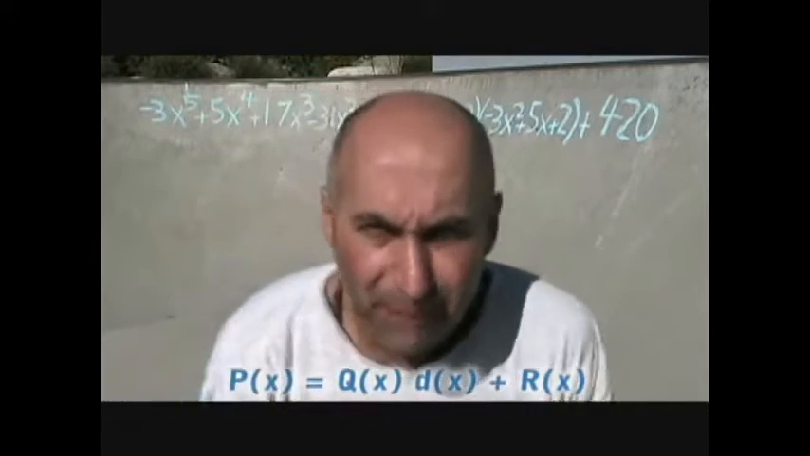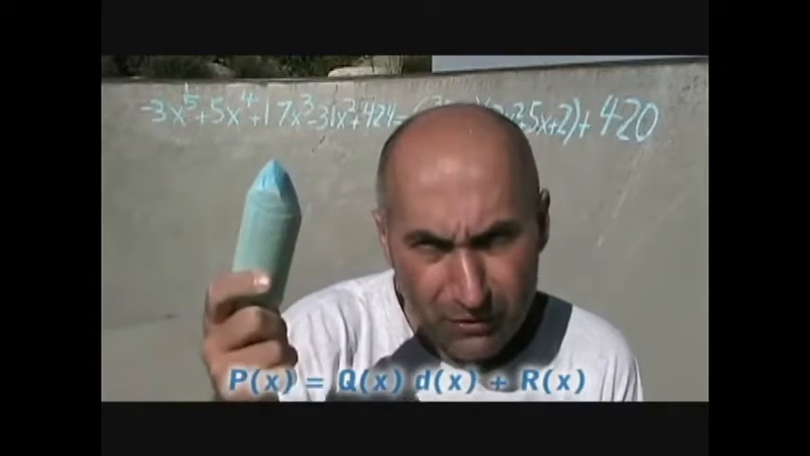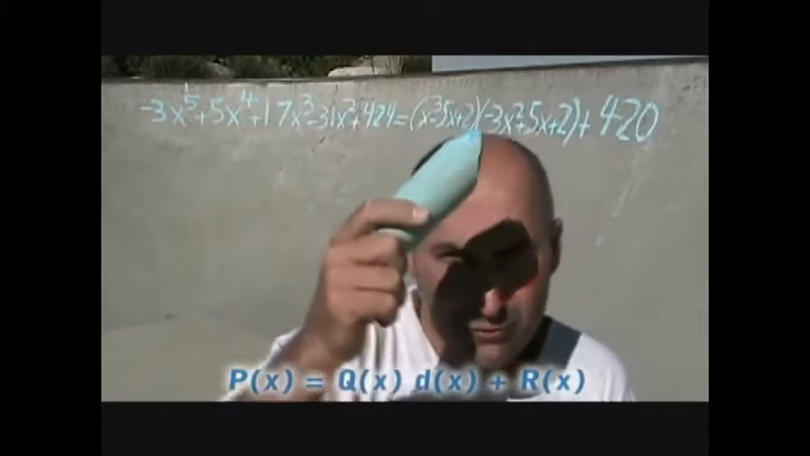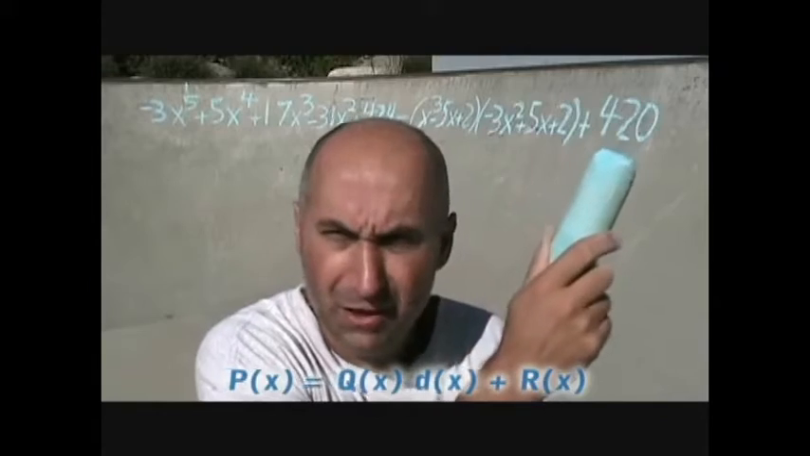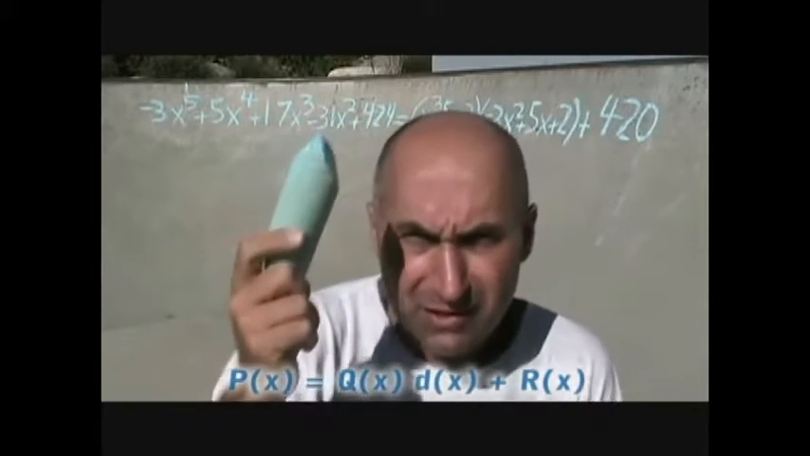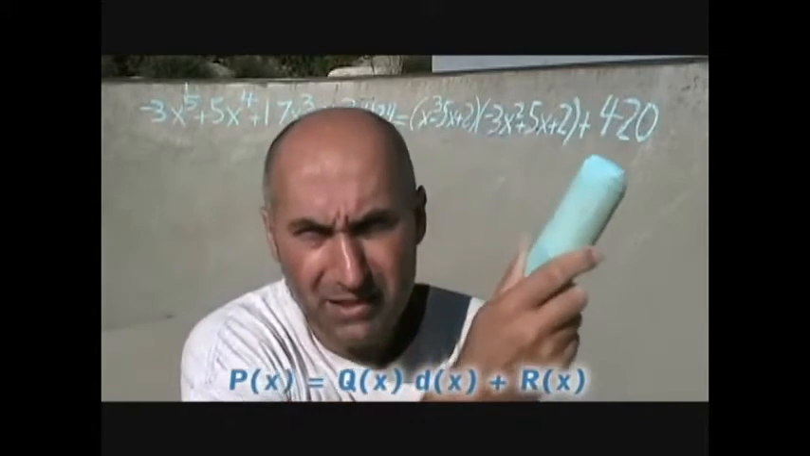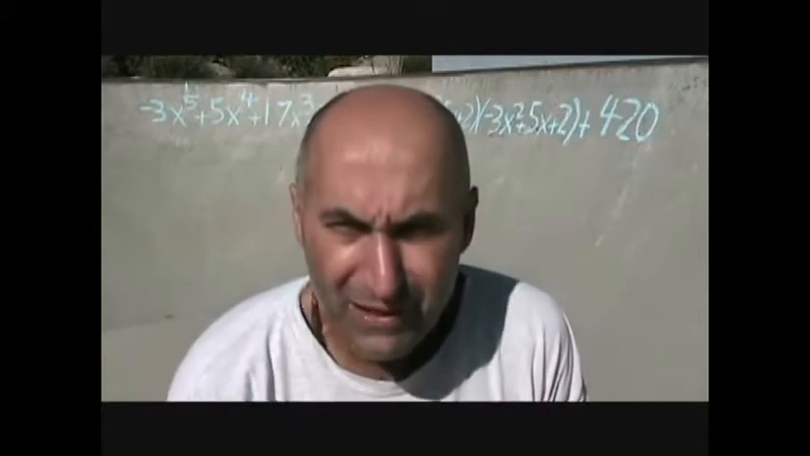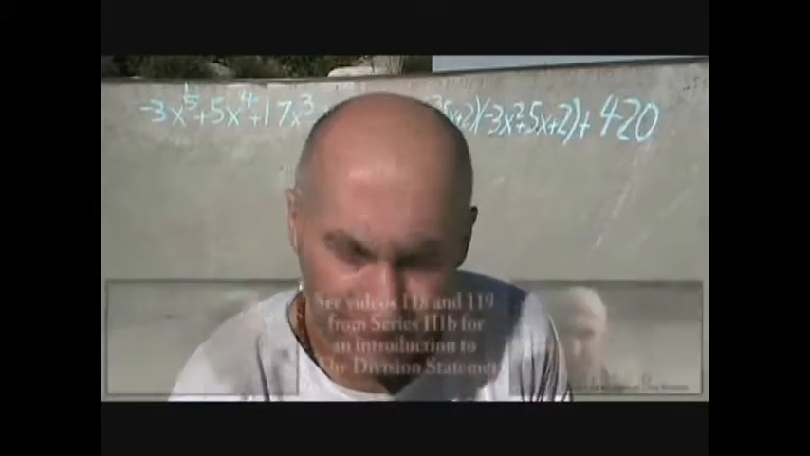Now, what does this mean? It means this polynomial is equal to this polynomial times this polynomial plus 420. This function is equal to this function times this function plus this function. Graphically, this is what it would look like.